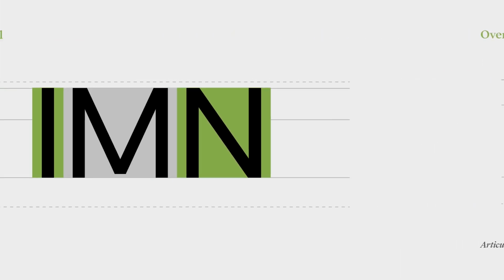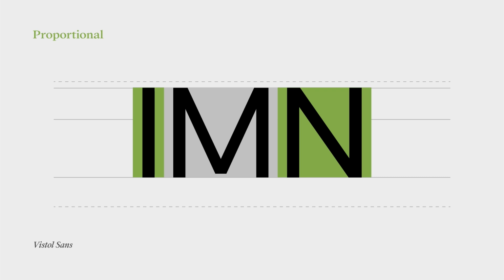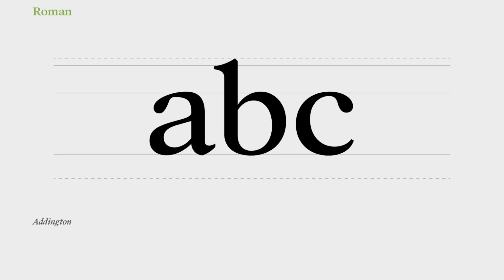P is for proportional. Proportional characters are designed to occupy only as much white space as needed. Non-proportional fonts use the same set width, also known as monospace. When a character is proportional, it becomes more legible.